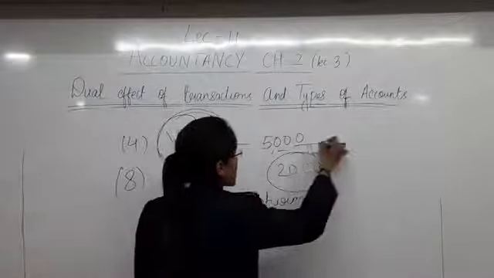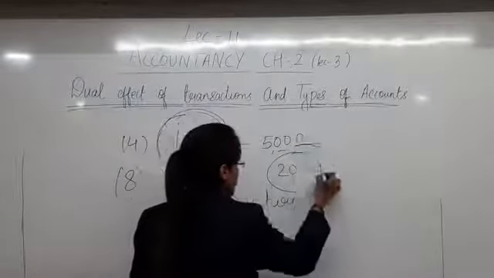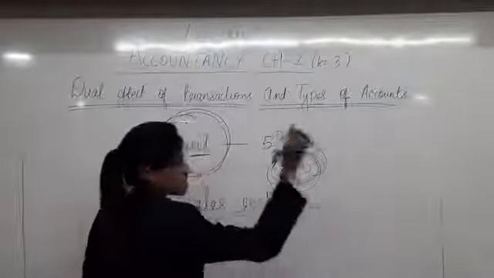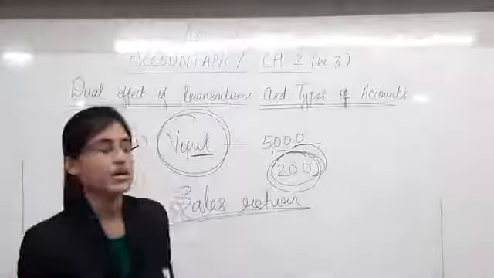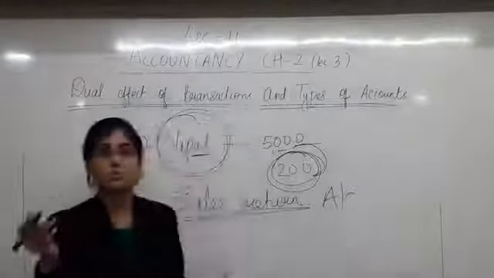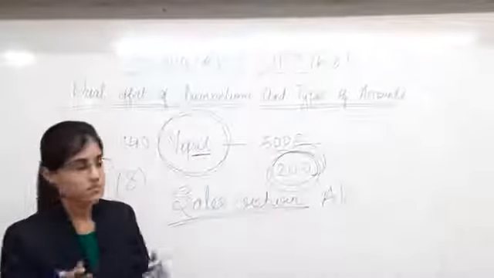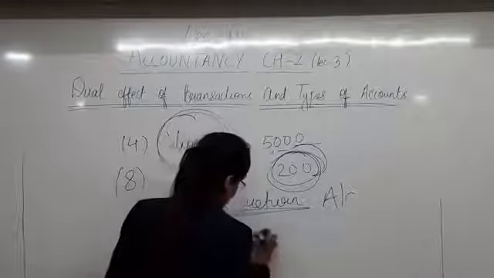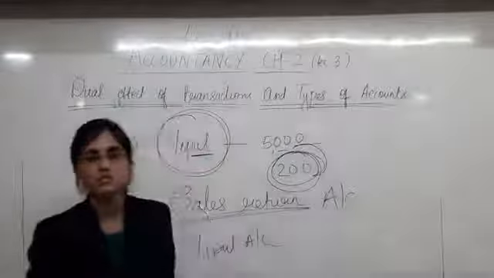Sales is of rupees 5,000, of which goods of rupees 200 have been returned, which is sales return. So the first effect of this transaction is sales return account. And who is the person returning these goods? Vipul. So Vipul is the second effect of this transaction.